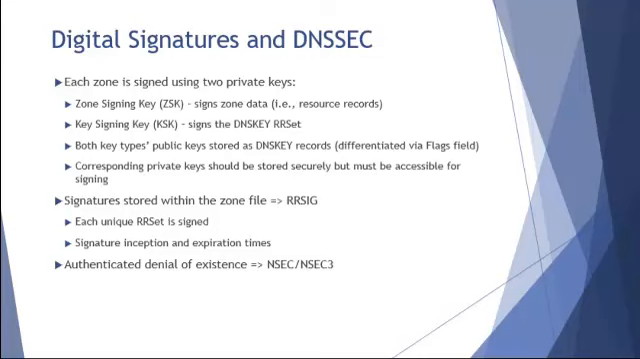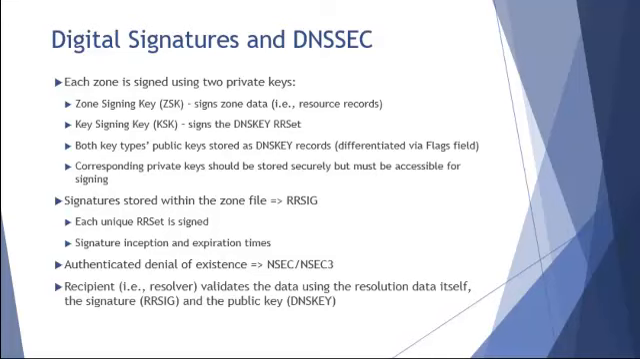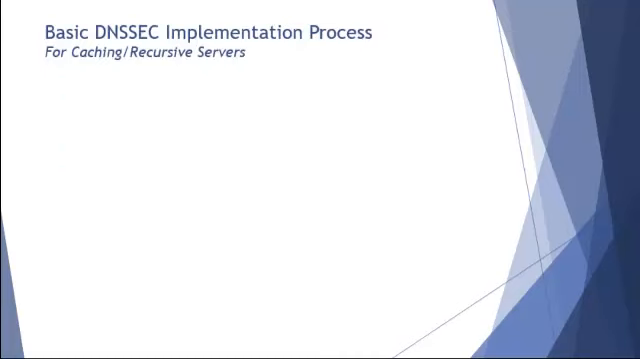Authenticated denial of existence, I mentioned, is performed through the NSEC, NextSecure, and NSEC3 record types, as we discussed in video 1. So the recipient, or the validating resolver, validates the data in the resolution itself, based on the information it asked for, getting the information back, and then looking at the signature on that information, basically using the public key to validate the signature. And if that matches, that basically validates the resolution process.